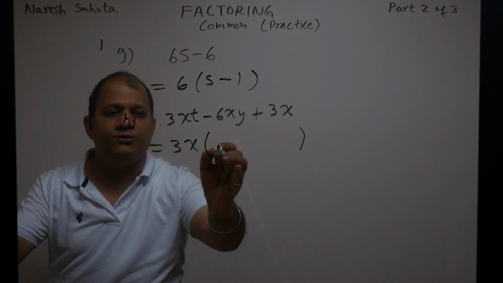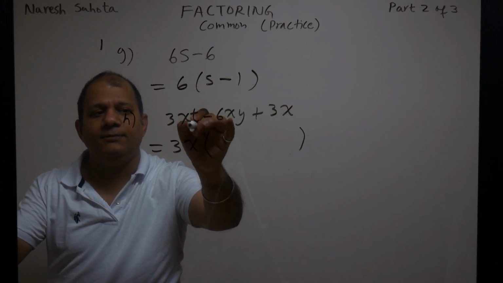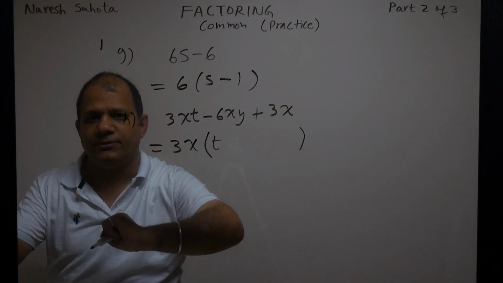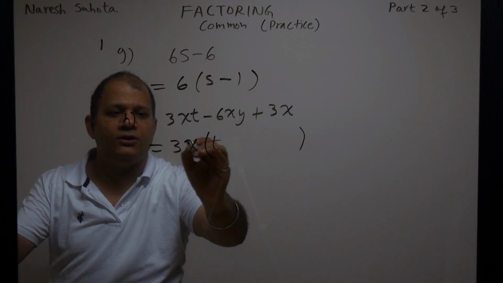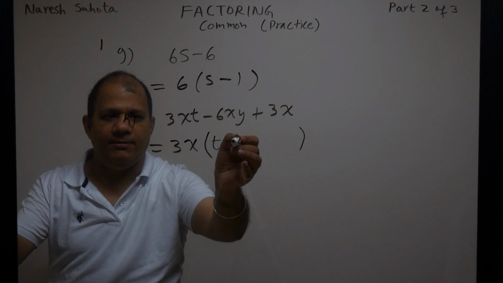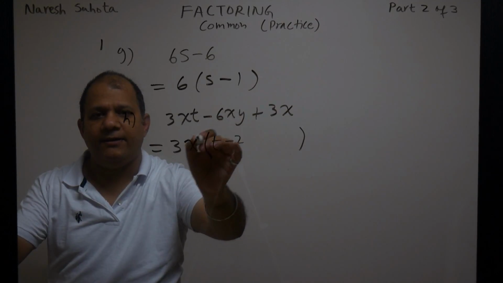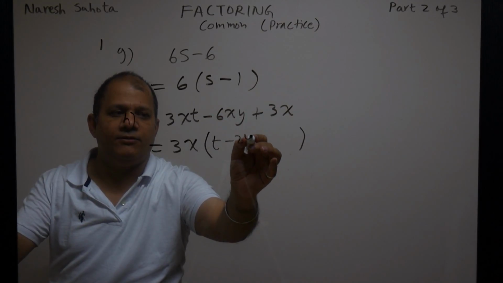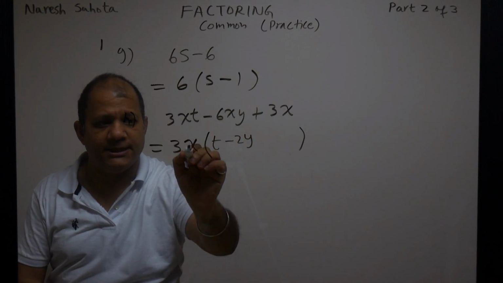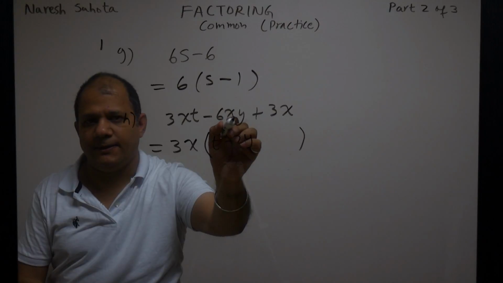So 3x times what will give me 3xt? I'm just missing a factor of t from here, right? So 3x times t is 3xt. Over here, so 3 times what will give me 6? 2, and I want it to be minus. X I already have, and then I'm missing a factor of y. So you can multiply it out. So 3 times negative 2 is negative 6. X times y is xy.